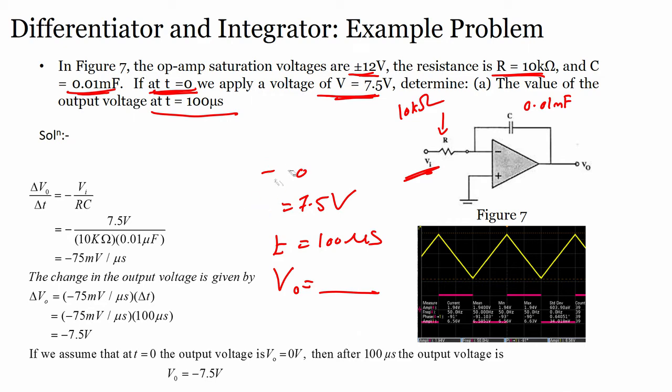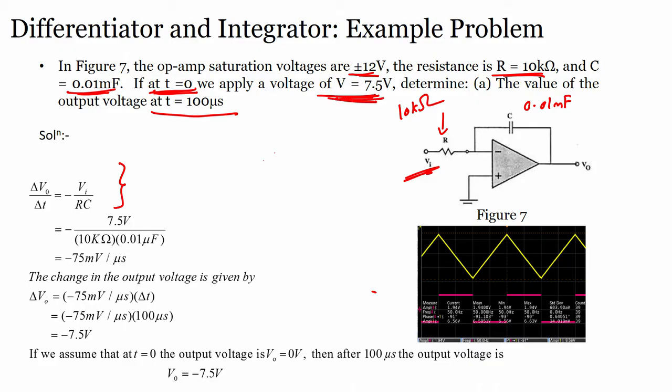Now, if you see the circuit, we already know that delta VO by delta T equals minus VI by RC. If I substitute the values here, I have 7.5 volts as the input voltage, divided by R, which is 10 kilo ohm, and C is 0.01 millifarad or 0.1 microfarad. Is it microfarad or millifarad? Let us consider microfarad, C equals 0.01 microfarad, then I will get this particular value.